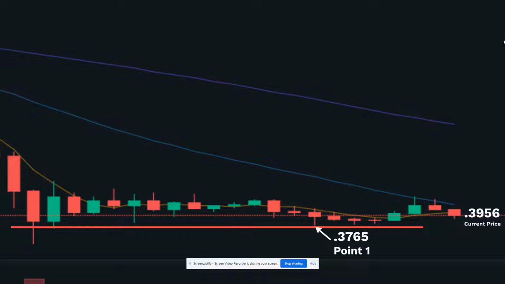of the floor. So point one is 0.3765. And then this point all the way down here is 0.3360. Now keep in mind, it hasn't reached that point in a long time, but if it did, you need to know what that dollar amount is. So roughly point one has been the floor.